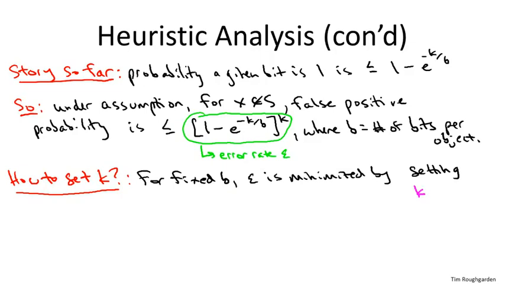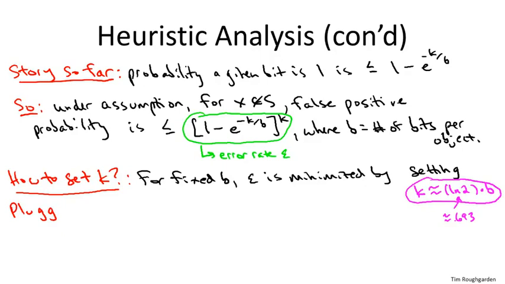But for fixed b, the way to get this green quantity epsilon as small as possible is to set the number of hash functions k to be roughly the natural log of 2, a number less than 1, notice, about 0.693, times b. So in other words, the number of hash functions for the optimal implementation of a Bloom filter scales linearly with the number of bits per object. It's about 0.693 times the bits per object. Of course, this is generally not going to be an integer, so you just pick k to be either this number rounded up or rounded down.